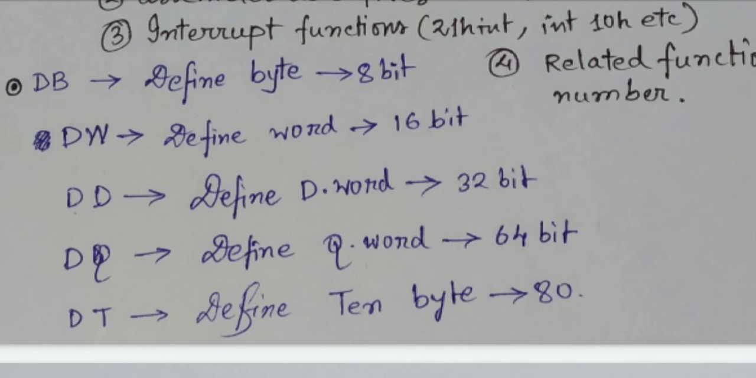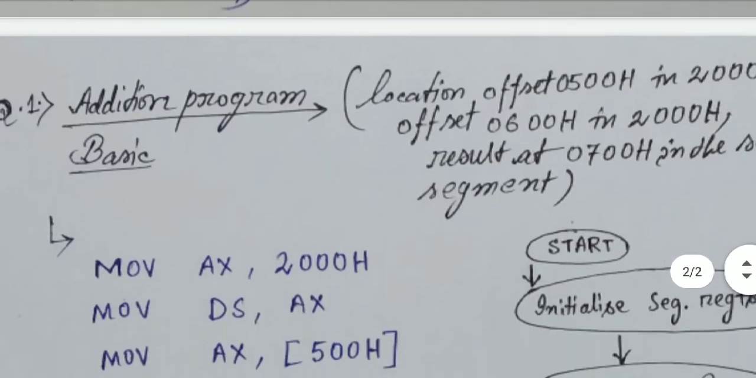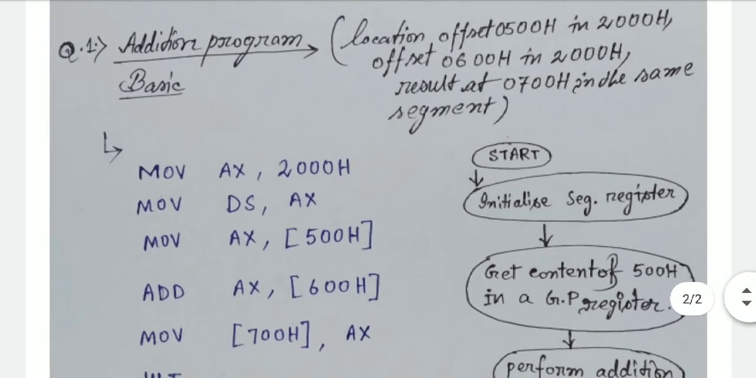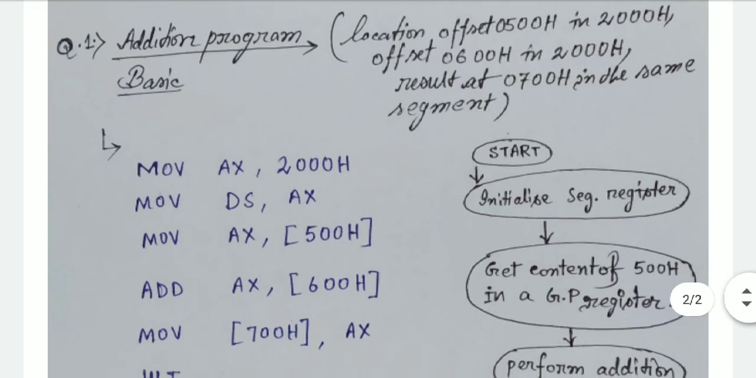Now my friends, I am giving you a basic example of an 8086 program and elaborating on that program. So this is a basic program of 8086, my friend: addition of two numbers. The location of the first number is offset 500 hex in the 2000 hex segment. The second number is located at 600 hex in the 2000 hex segment. We have to store the result at 700 hex in the same segment, that means 2000 hex. So let's start the program.